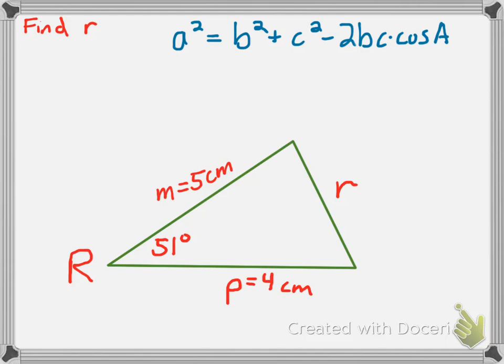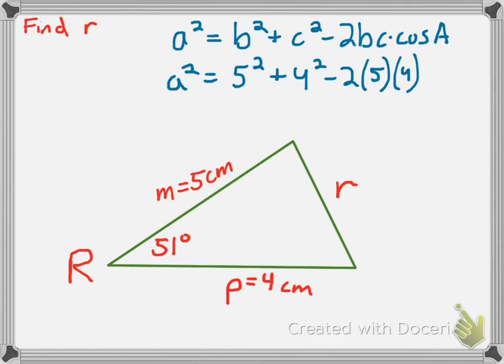So I don't know A, that's actually what I'm looking for, A squared. But I do know that B, let's have that be the 5. And let's have C be the 4. Okay, so I'm just going to fill this out. We have 5 here for B and 4 here for C. And lastly, cosine of the angle. I know it's 51 degrees, so I'm going to fill out cosine of 51 degrees.